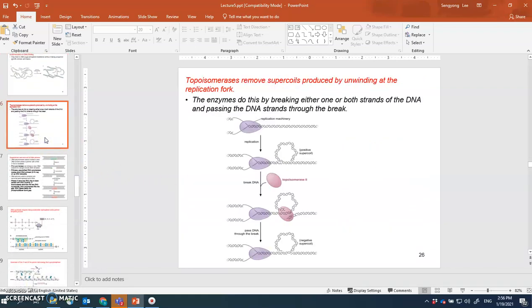And then topoisomerase removes supercoils produced by unwinding at the replication fork. So if helicase unwinds, ahead of the unwound side there's more tension created because of unwinding. So we're talking about that area. That tension will be relieved by topoisomerase, which can nick that area and run the supercoil to the opposite side. That's how it can relieve the tension. So that's done by the topoisomerase. Not only can it decatenate, it can also relieve the tension created by the unwinding, the supercoiling.